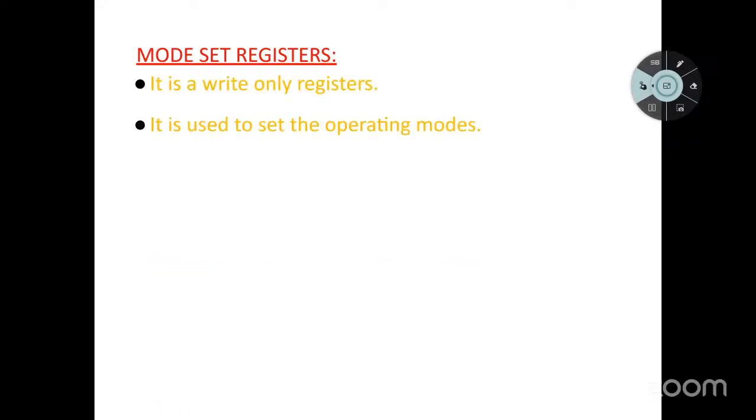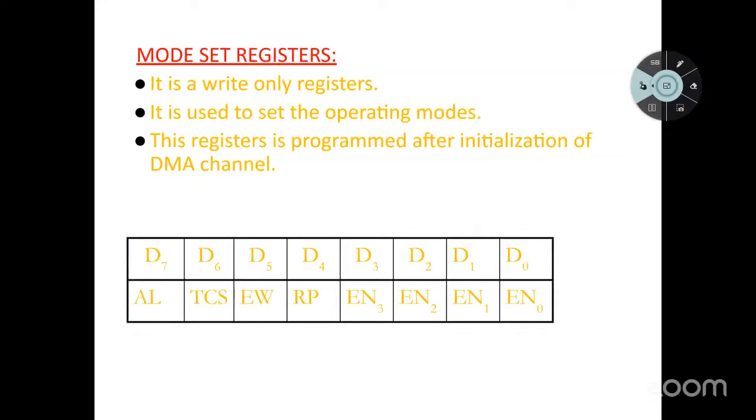There are 2 registers: the mode set register. I will show the register. Mode set register means mode selection of 8257. EN0 is there, which means channel 1 is selected. Channel 0 enabling, channel 1 enabling, channel 2 enabling, channel 3 enabling.